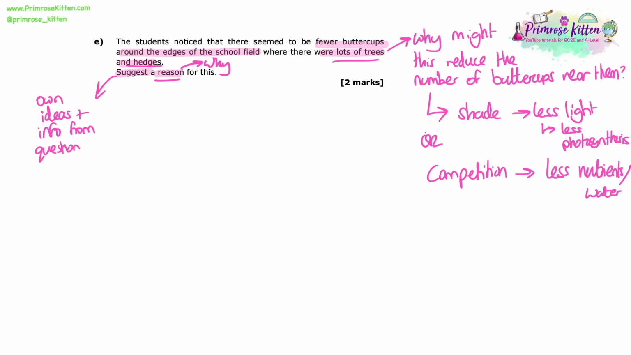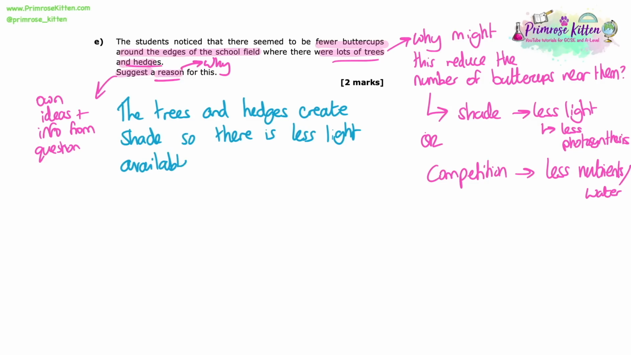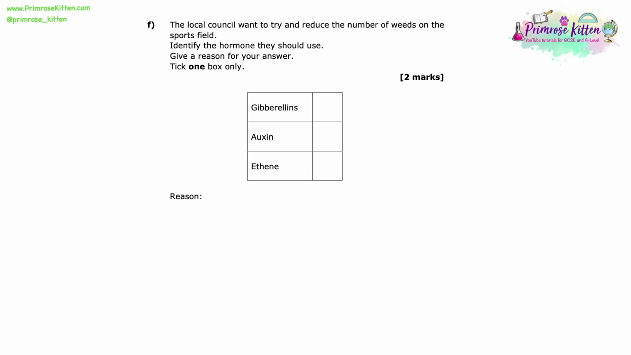So because this is an explain, we need a reason, so we need to make sure we say not just that it's shaded. For 2 marks, we need to say shaded or less light, and that means less photosynthesis, so they're not going to grow as well. Or for the competition, we say less nutrients or water, and therefore they won't grow as well because of that. So I picked the light answer. The trees and hedges create shade, so there is less light available for photosynthesis.